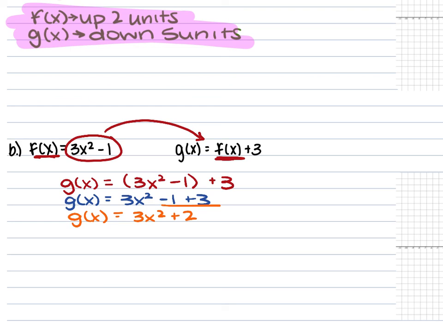Now, what's the difference between these two functions? Well, f of x has that minus 1, which means it goes down 1 unit. g of x has the same a value, which is 3 in front of the x squared. However, you have plus 2, so that means it goes up 2 units.